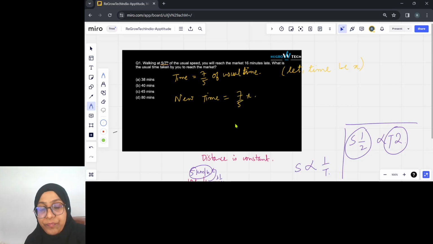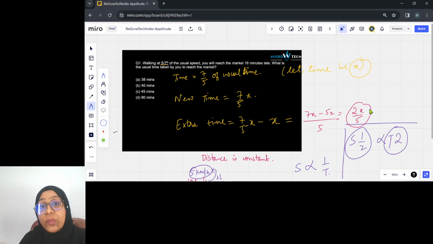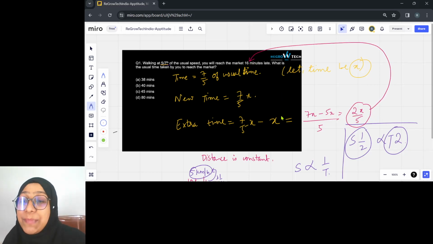7/5 of x. Now, in order to calculate extra time, we are going to simply subtract the usual time from the new time: 7/5 of x minus x. Therefore, this will become, if I take an LCM 5, 7x minus 5x, which is 2x upon 5. Now 2x upon 5, which is your extra time, by the way, is same as the extra time given to us, which is 16 minutes.